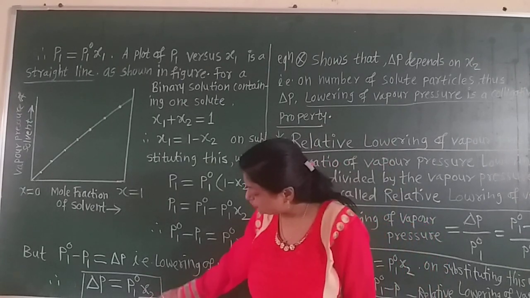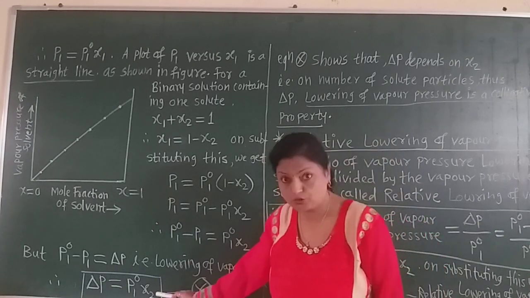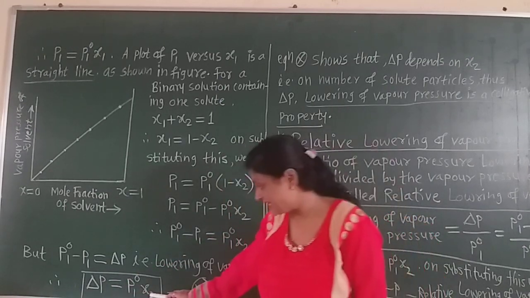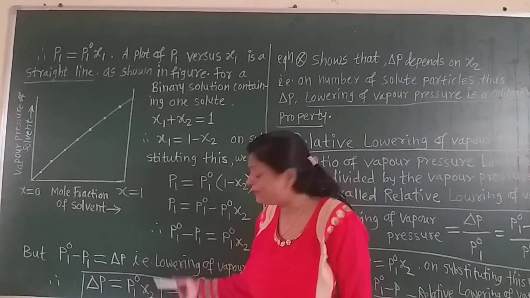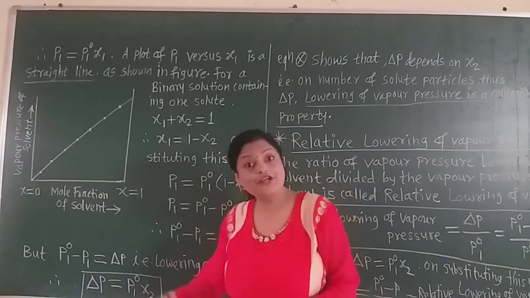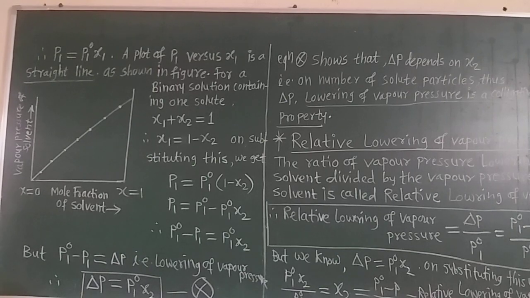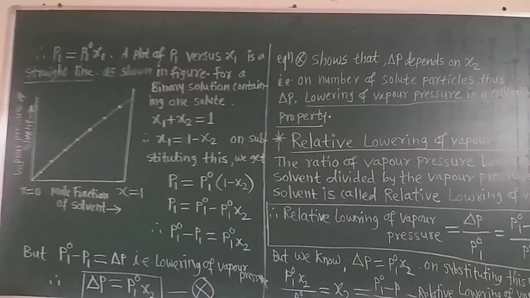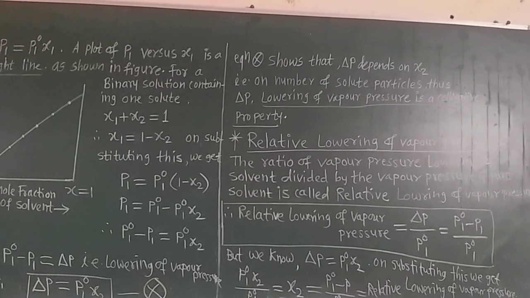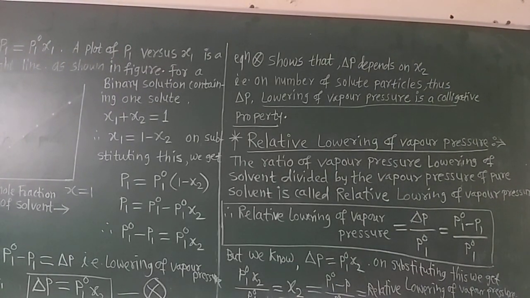Now as this X2 is the mole fraction, which depends upon the number of particles of the solute, X2 is the mole fraction of solute, then what does this equation show? This equation shows that the lowering of vapor pressure is directly proportional to the number of solute particles. And what does this show? The lowering of vapor pressure is the colligative property. Remember that. As the lowering of vapor pressure depends upon the mole fraction of the solute, from this equation we can say that the lowering of vapor pressure is the colligative property.